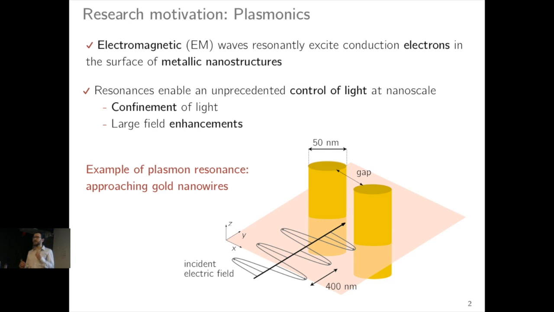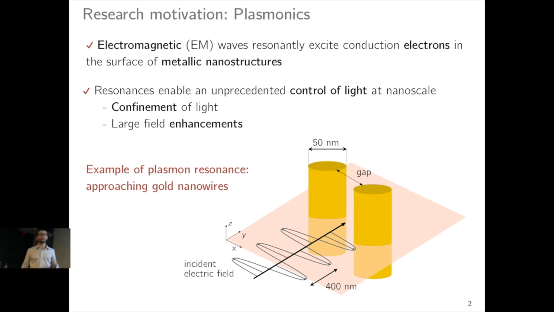One of the most important aspects of plasmonics is the fact that they enable an unprecedented control of light at the nanoscale, thanks to these two really key concepts, which are confinement of light that lead to large field enhancements. And these two concepts are quite important for this talk, so I'm just going to spend the first few slides motivating and illustrating these concepts through this really simple example.